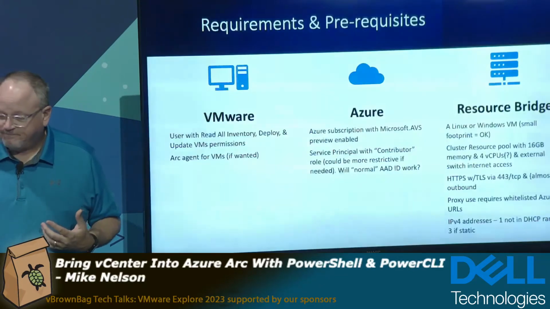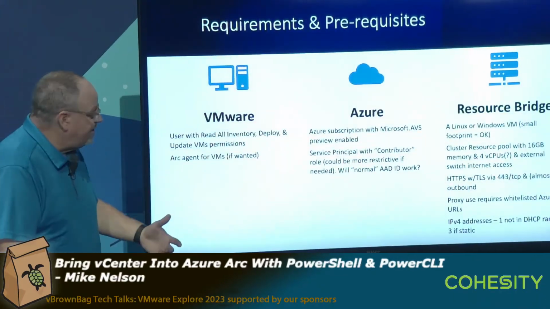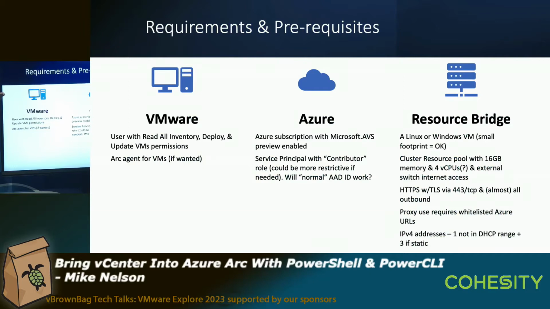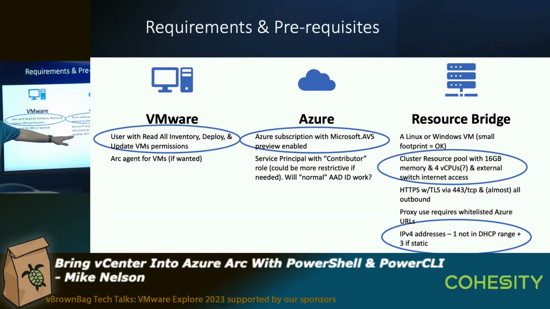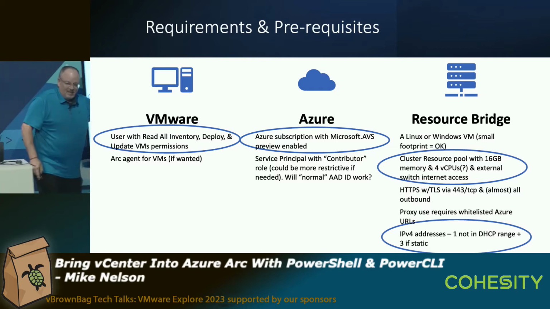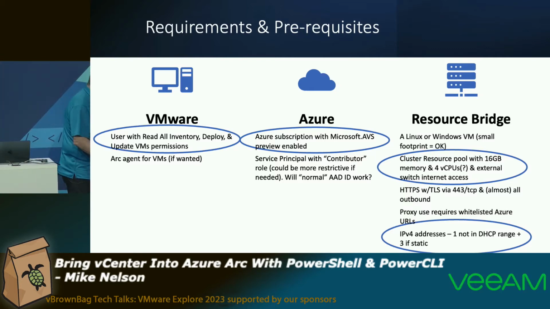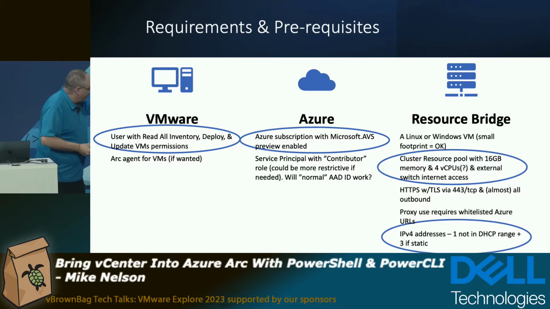Okay? So there are some requirements here. There's a couple that I really want to point out. The first one is that you need a bunch of IPv4 addresses. Now, that's going to be mainly the DHCP range. That's going to be on your on-prem, because you have to have that on-prem range in order for the resource bridge to work up into Arc.